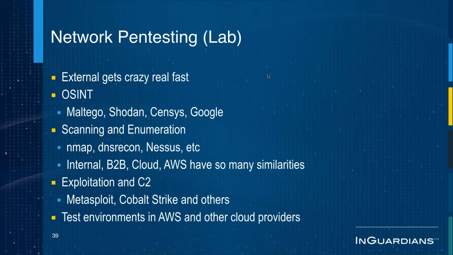On the external side, what can your customers see when you're manufacturing an IoT device and you're supporting all these cloud services? What can they see? This gets lots of fun. We start doing some open source intelligence, some scanning and enumeration with Nmap, DNS Recon, Nessus, and so on. Shodan and Censys are also great for some of this stuff. Again, some similar things to some of the internal type of stuff.